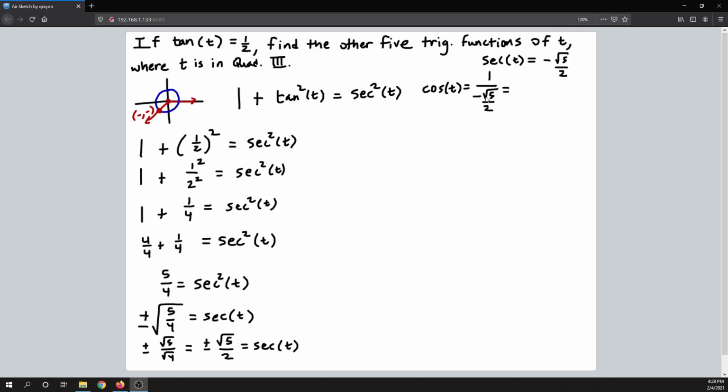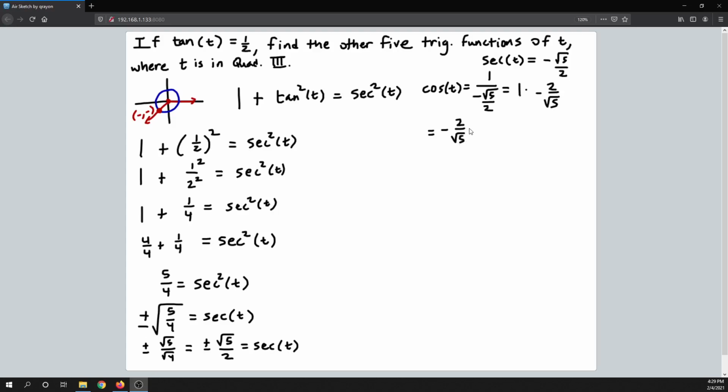Here I'm dividing by a fraction, so what I would do is change that to multiplication. 1 divided by this fraction is the same as 1 multiplied by the reciprocal of that fraction. So that would be minus 2 over square root 5, like so. That comes out to be minus 2 over square root 5, because 1 times anything is itself.